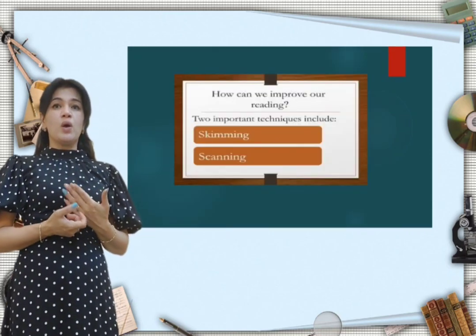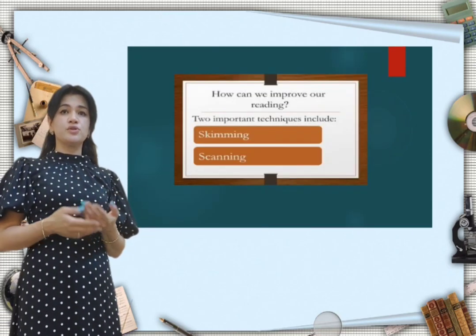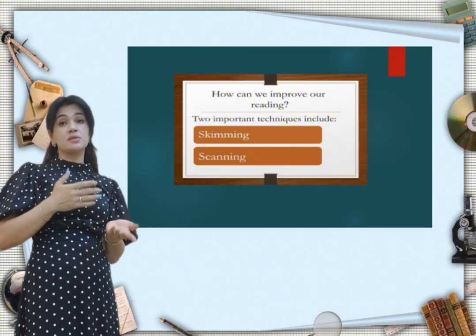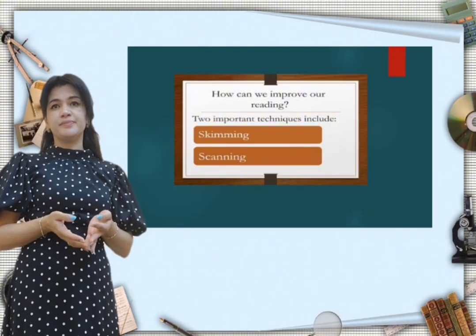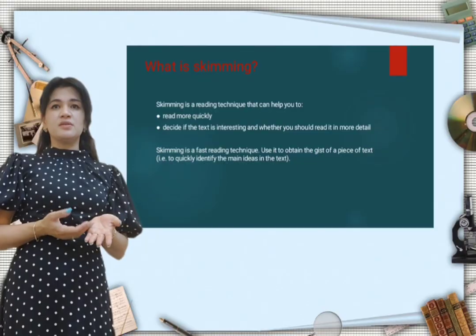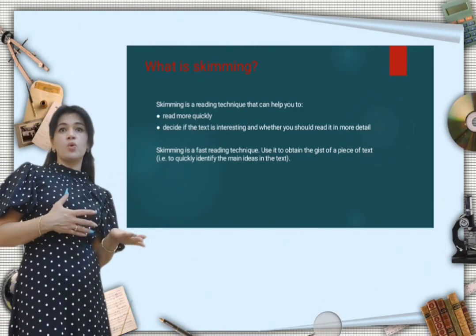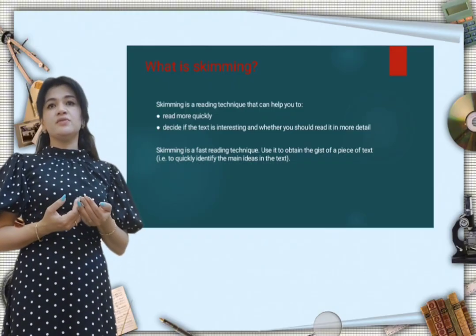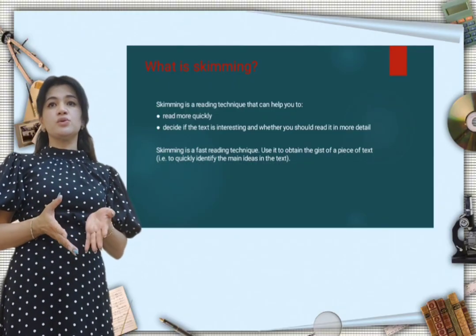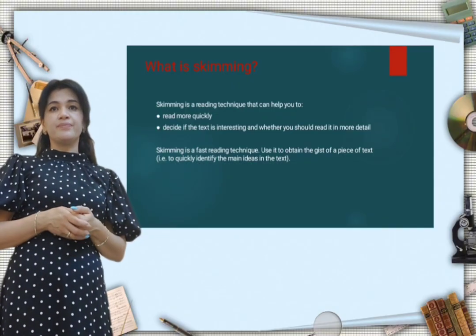How can we improve our reading? There are two important techniques: skimming and scanning. What is skimming? Skimming is a reading technique that can help you to read more quickly, decide if the text is interesting and whether you should read it in more detail.